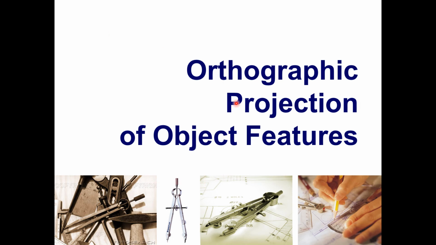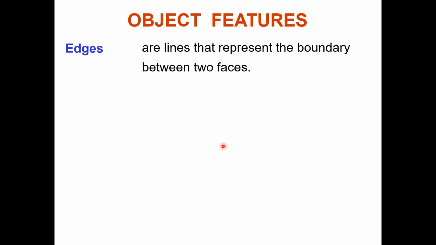Now, orthographic projection of object features like a point, etc. And if there is a circle or ball, how will the drawing of that object be drawn? Edges are lines that represent the boundary between two faces.